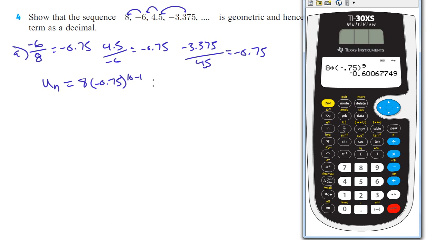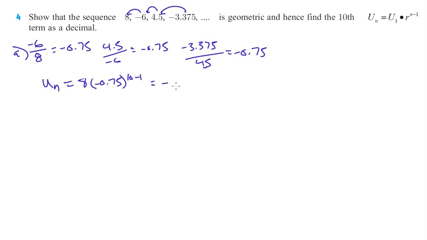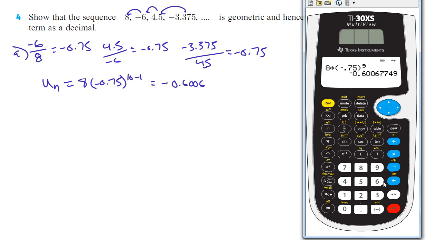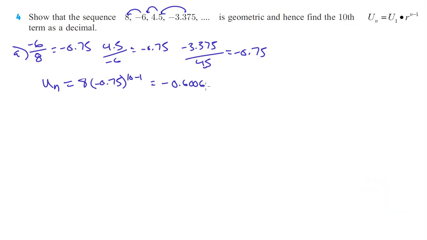0.6006, I think is what it was, right? Officially, if we round that, it would actually be 7. So let's put that in there.